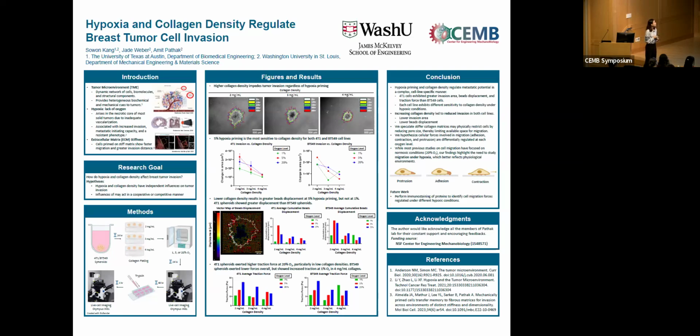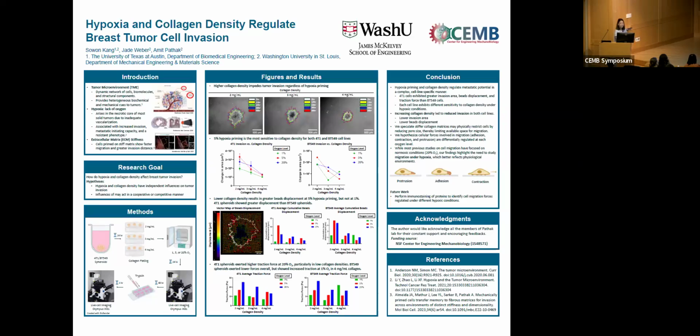In conclusion, hypoxia priming and collagen density regulate the metastatic potential in a complex, cell line specific manner. Like I was saying earlier, 4T1 and BT549 had similar trends, but also slightly different. 4T1 cells generally had a higher increase in area, bead displacement, and traction force compared to the BT549, maybe due to the difference between a human versus mouse cancer cell line. And increasing collagen density led to reduced invasion in both of the cell lines, in both the change in area and the bead displacement.